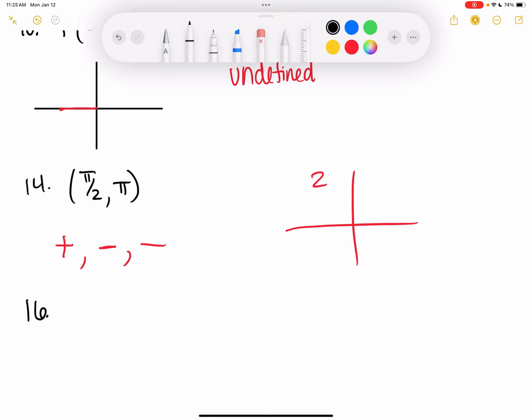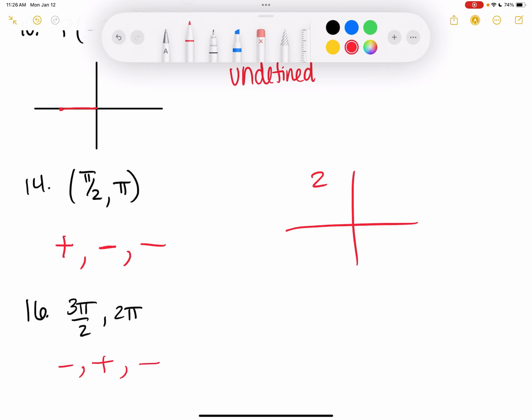Number 16, 3 pi over 2 to 2 pi. What is sine? Negative. What is cosine? Positive. And tangent? Negative. If these are opposite, then tangent has to be negative.